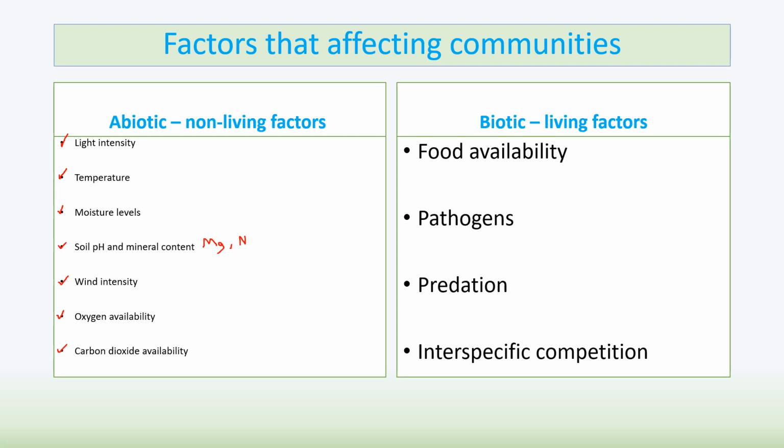And then biotic factors, we're not going to focus on massively at the moment, but food availability. So if you're a herbivore, you need plants to eat. If you're a carnivore, you need other animals to eat. Pathogens, don't forget they're caused by living things. Bacteria are living things, fungi are living things, so therefore some pathogens are living organisms, and they're spread by other living organisms in communicable diseases. Predation, obviously if you're being eaten, then you are being eaten by a living thing. And interspecific competition means competition between two different organisms.